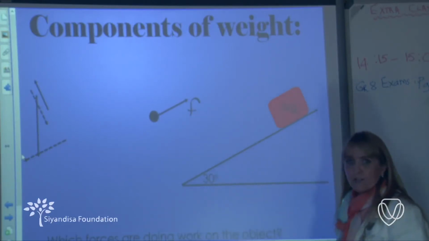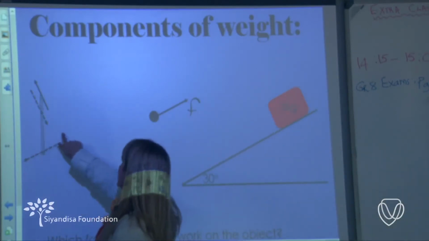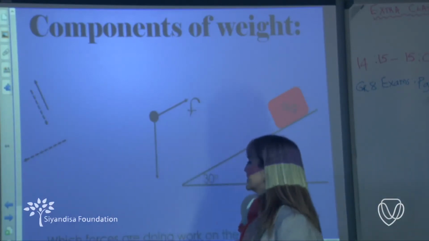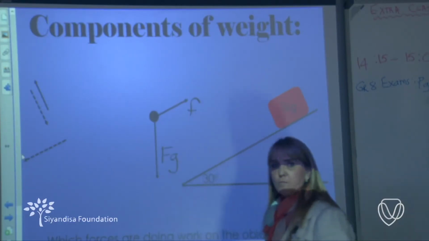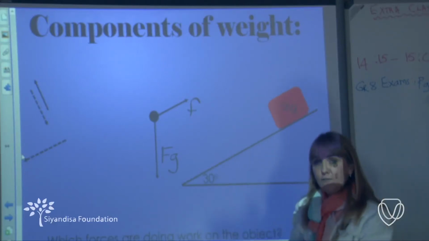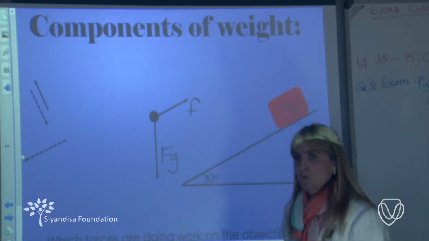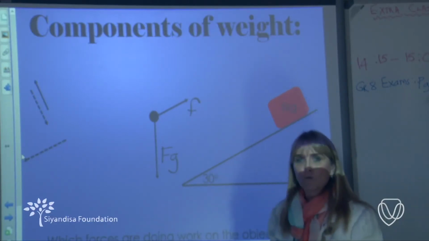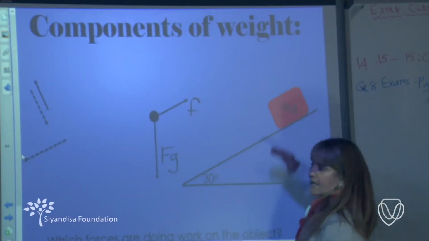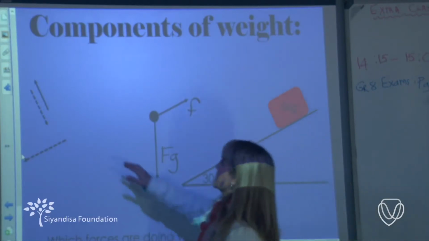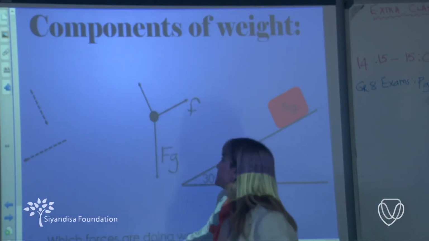What other forces are acting on the object? There's always the downward force of weight, or the force due to gravity, which is always vertically downwards. And because this object is on a slope, or on a surface, any object in contact with a surface will always experience a normal force. And please remember that normal forces are always perpendicular to the surface. So in this case, the normal force has to be perpendicular to the slope. So there is my normal force.